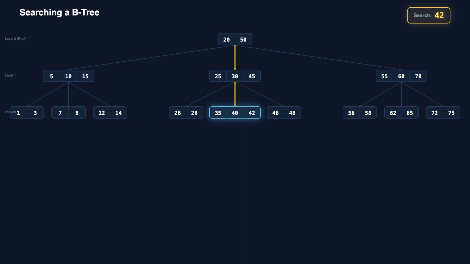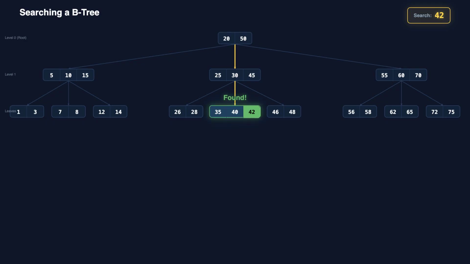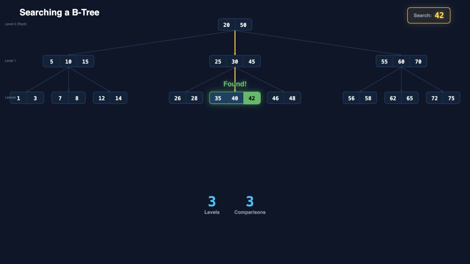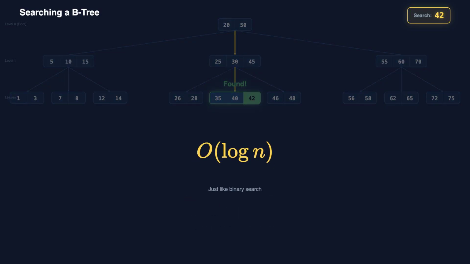We arrive at a leaf node. We scan its keys. 35, 40, 42. Found it. 3 levels. 3 comparisons. Out of potentially millions of keys, we found our target by visiting just 3 nodes. That's O of log n, just like binary search. But as we'll see, the B tree has a crucial advantage that binary search trees don't.